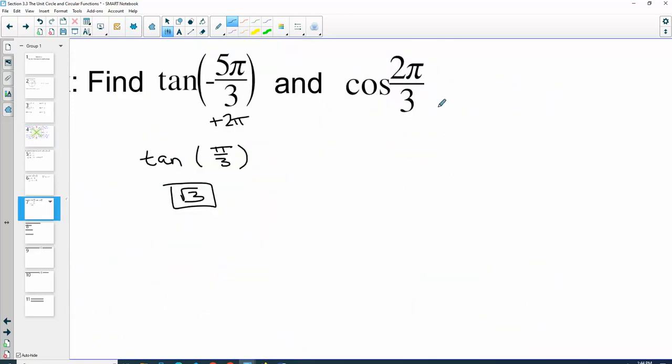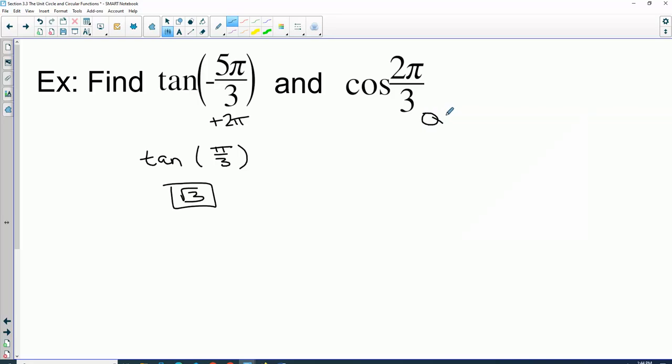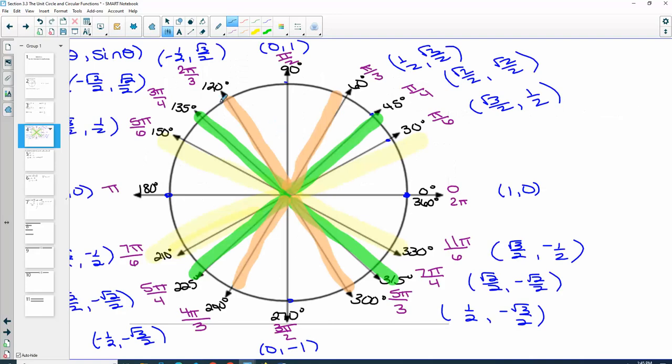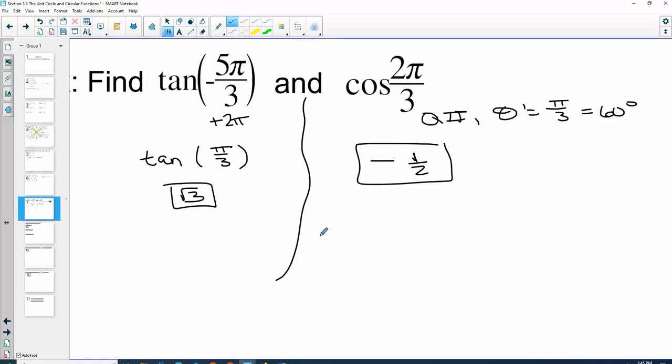Cosine of 2 pi over 3. What quadrant is 2 pi over 3? Reference angle is pi over 3 or 60 degrees. In quadrant 2, we know cosine is negative. Using your hand trick, cosine of 60, square root of the bottom over 2, so 1/2. If you look on your circle at 2 pi over 3, cosine is the x, we had negative 1/2. So use that to check yourself. Any questions about how those are related?